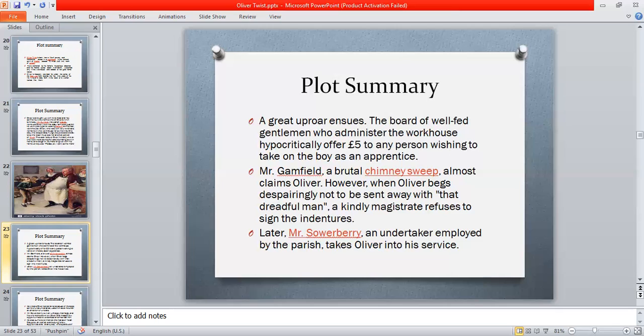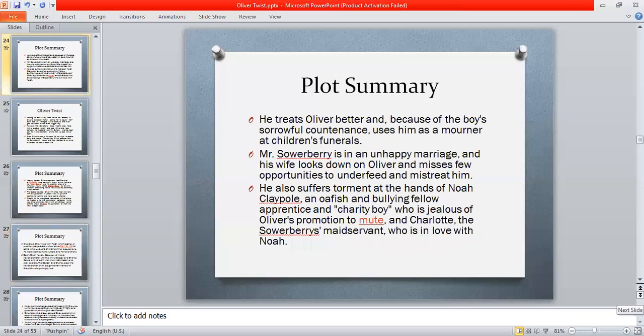Later on, another man comes to claim Oliver, to take Oliver as an apprentice. Mr. Sowerberry, who is an undertaker employed by the parish, takes Oliver into his service. He treats Oliver better than the members of the workhouse did, particularly because of the boy's sorrowful countenance, or features. He uses him as a mourner at children's funerals.